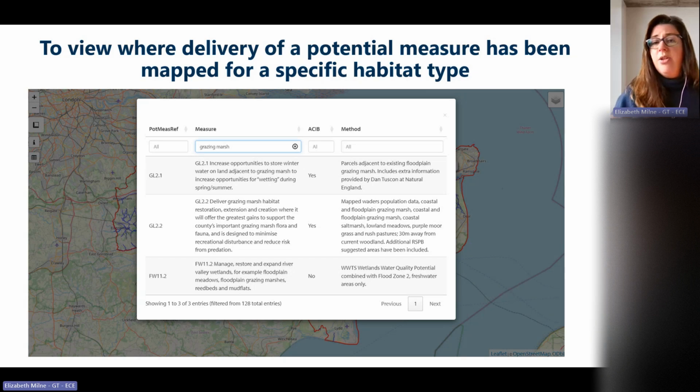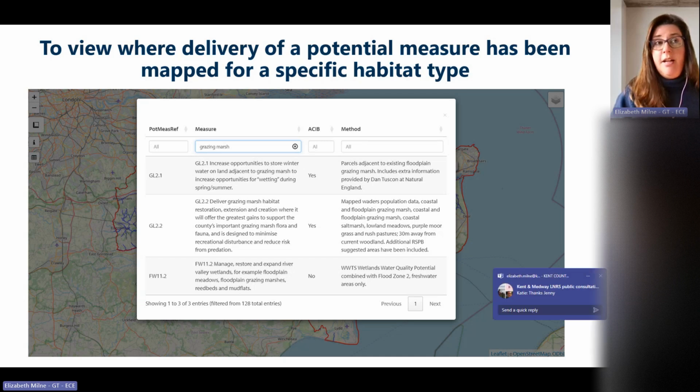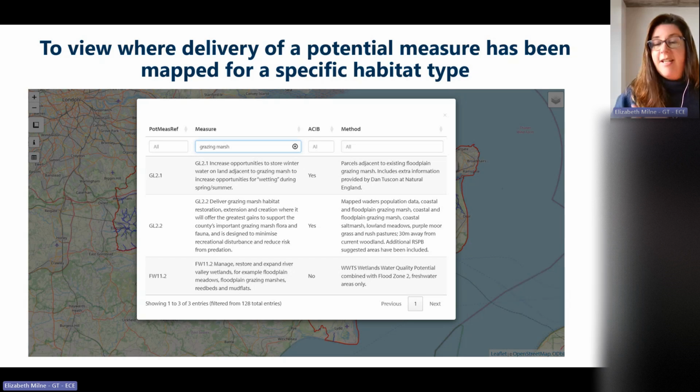But it may also be that you're just looking for a priority or measure that relates to a specific habitat type. So you have some land, you know that it's a particular habitat type, and you want to see what measures have been identified for that habitat, and where those potential measures have been identified for delivery, to see whether your land happens to be in that.